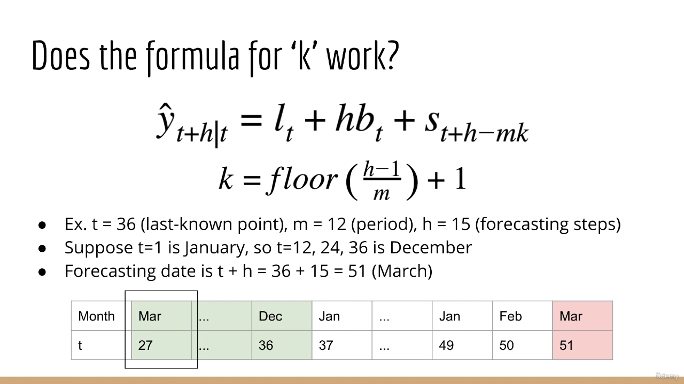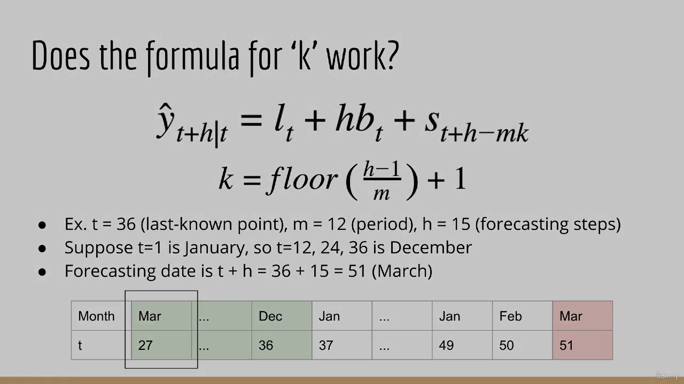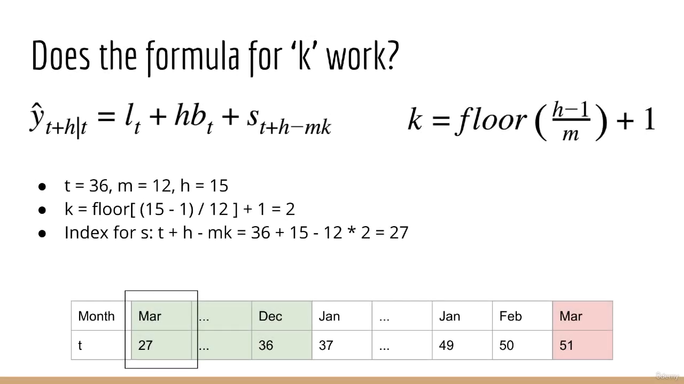latest measurement. We know intuitively that the seasonal component should come from t equals 27. Why? Because that's the last known March measurement that we have. In other words, the one that's closest to 36. So let's see if our formula works.